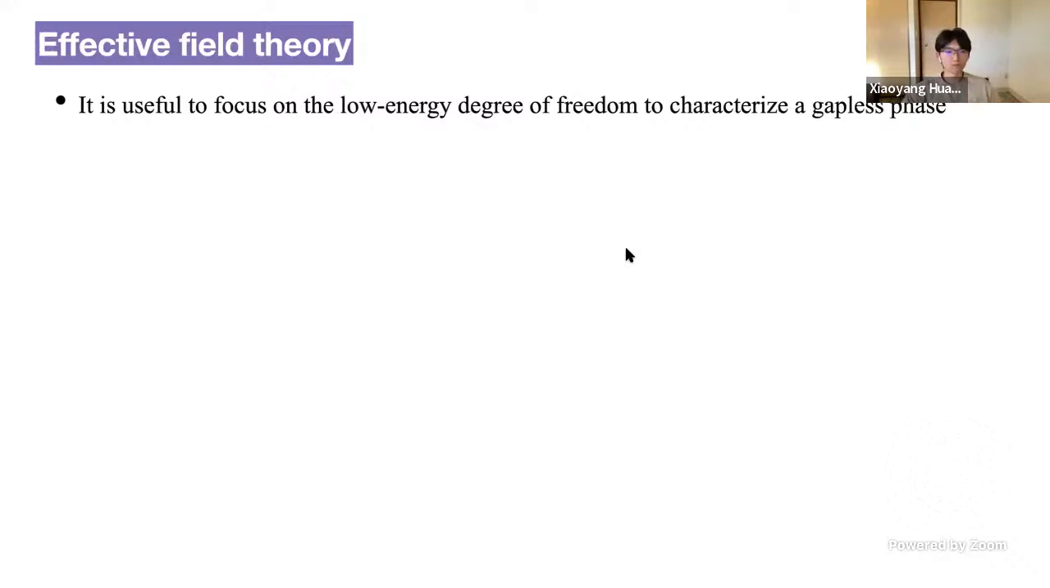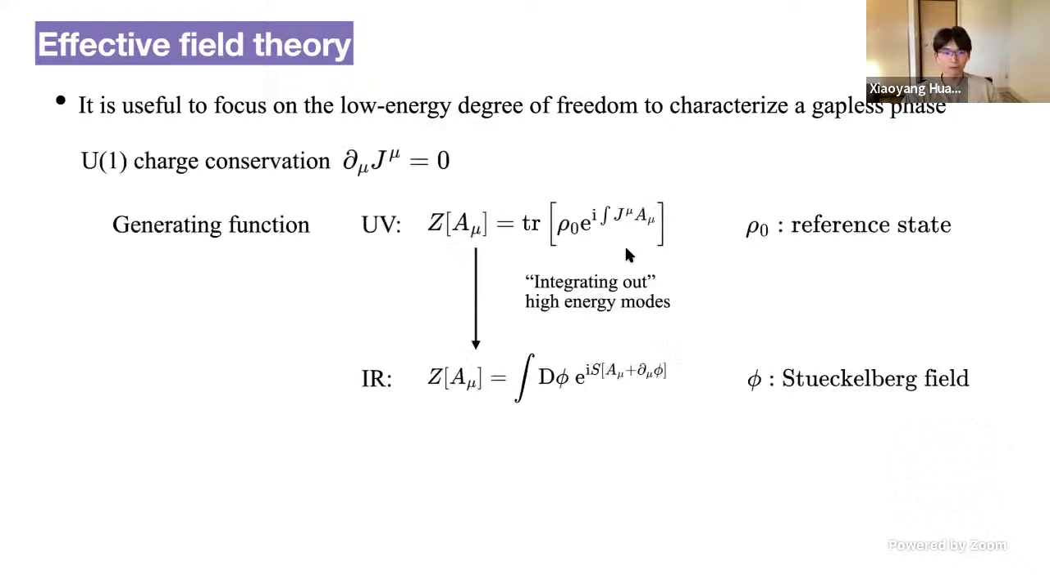Let me briefly mention the idea of the effective field theory that I'm going to use. Basically, the idea of effective field theory is to focus on the low energy degrees of freedom in order to characterize these low energy excitations. A canonical example is, say you have a U(1) conservation, a U(1) charge. By Noether's theorem, you get a conserved current, and you have the charge conservation law given by this equation. To get a response from this theory, you usually couple it to some background gauge field, here the U(1) gauge field.